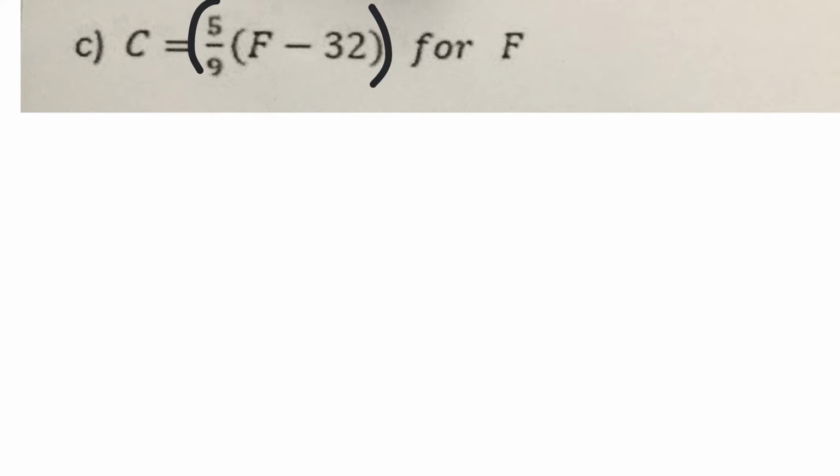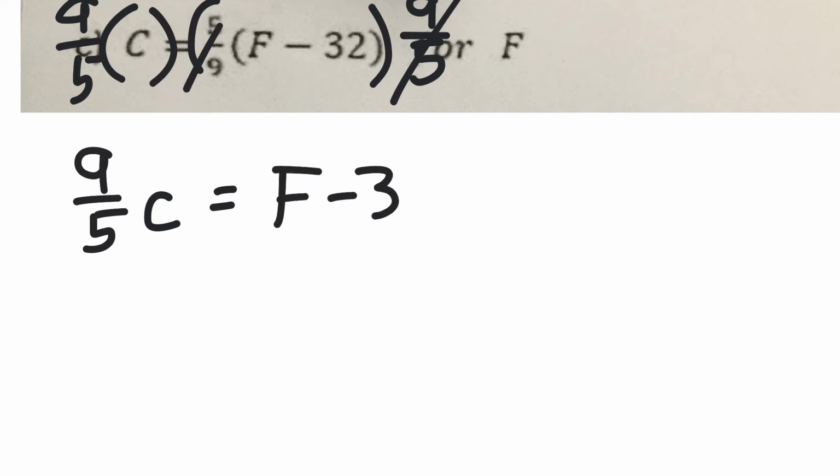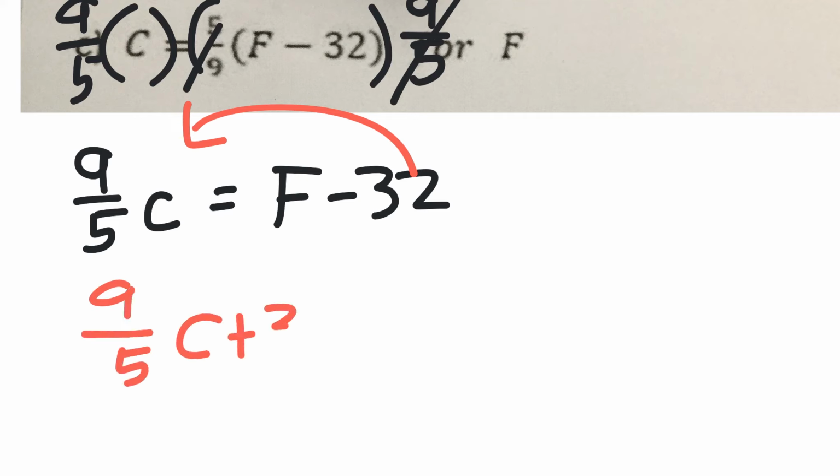So we get rid of multiplying by 5/9 by multiplying by 9/5, the reciprocal. So that leaves me with 9/5 times C equals, so 9/5 times 5/9 is gone, and I'm left with F minus 32. Now how can I get rid of subtracting 32? We'll move it over, make it positive. 9/5 C plus 32 is equal to Fahrenheit.